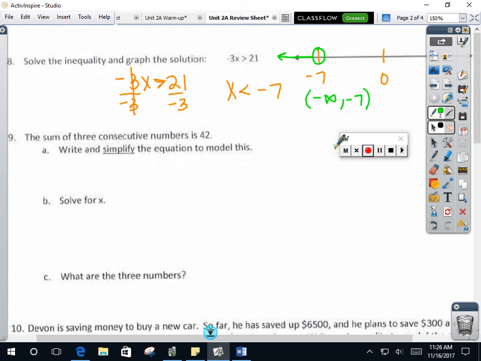Okay, now remember, negative 7 is not one of the solutions because think about it. If you took the original statement and plugged in negative 7 for x, what is negative 3 times negative 7? Is 21 greater than 21? No, they're equal, so that's a false statement. That's why you don't fill it in, because that's not a solution. It doesn't work. It makes a false statement.